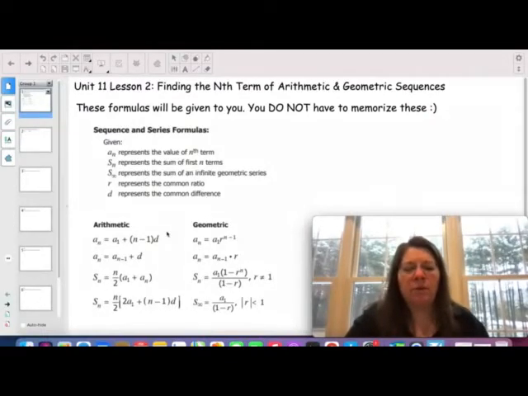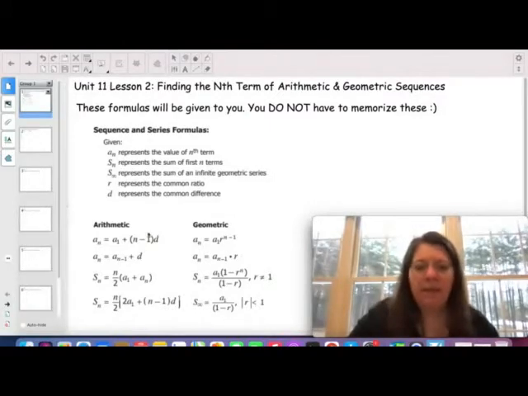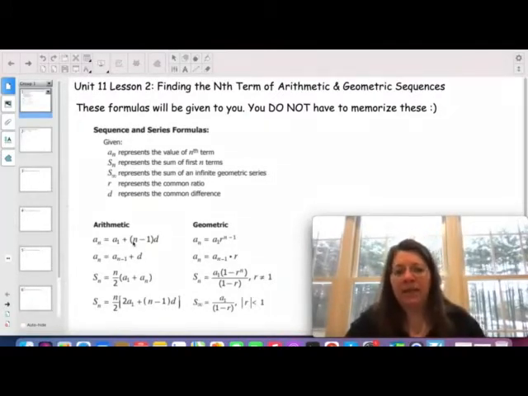And the two formulas that we're going to learn how to use today are a sub n equals a sub 1 plus n minus 1 times d, and a sub n equals a sub 1 times r to the n minus 1. In these formulas, a sub 1 is always the first term of the sequence or series. N is the term number of the term that we're looking for. So if they say find the 10th term, then n in that case would be 10.